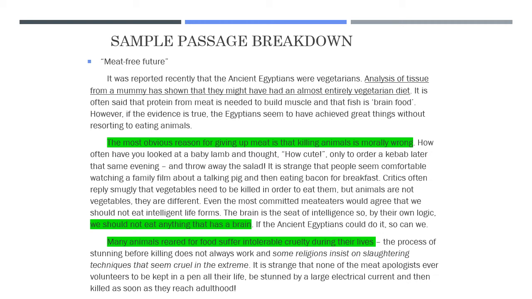All right? And again, everything that's underlined is a piece of evidence. And on the bottom here where it says religions insist on slaughtering techniques that seem cruel in the extreme, that's an example. It's vague. They should mention a specific religion that does that, but it is an example. So the first thing you want to do is break it down. Main conclusion, intermediates, evidence, examples, or premises.